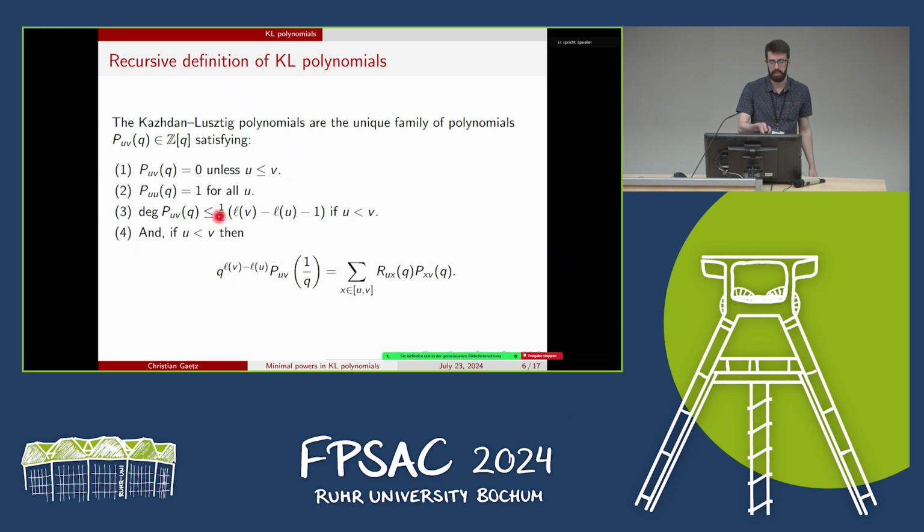There's this degree bound here. So the degree is on the order of the difference in length between V and U. And then there's this recursive formula expressing the reversed version of one Kazhdan-Lusztig polynomial as a sum over the elements of this Bruhat interval times some smaller Kazhdan-Lusztig polynomials with these coefficients which are R polynomials. Okay, I have to tell you what these R polynomials are now.